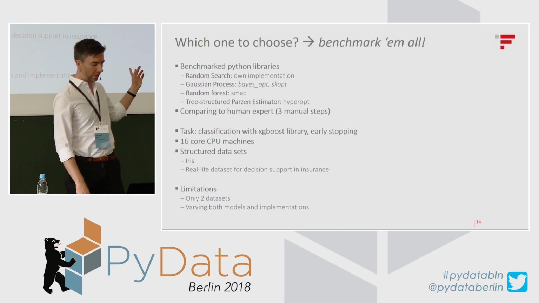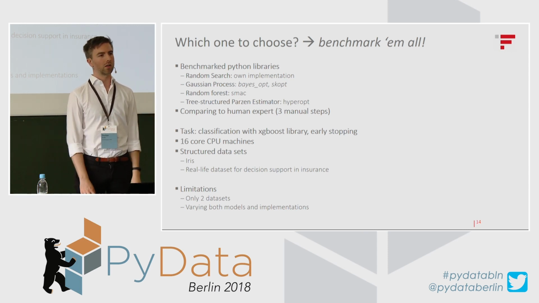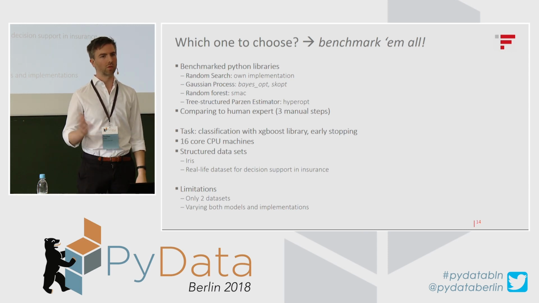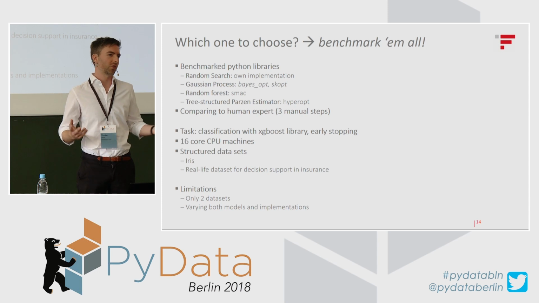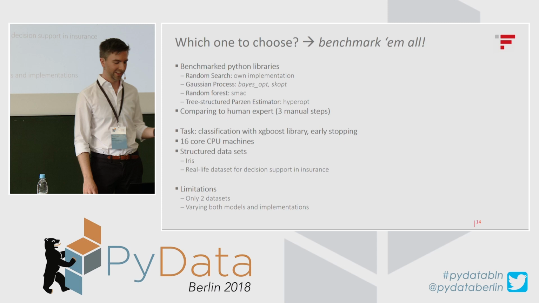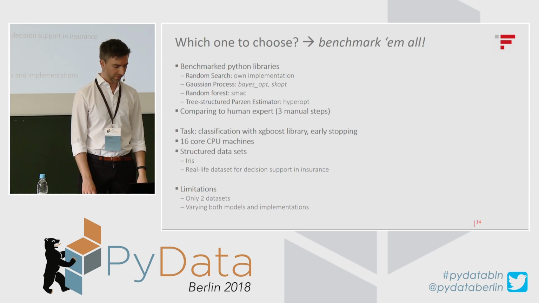We used 16-core CPU machines on varying random seeds, etc. Several weeks of runtime. And two data sets. First, Iris, because it's not a real machine learning study if you don't use Iris first. Second, we had a real-life data set we wanted to test on from the insurance world.